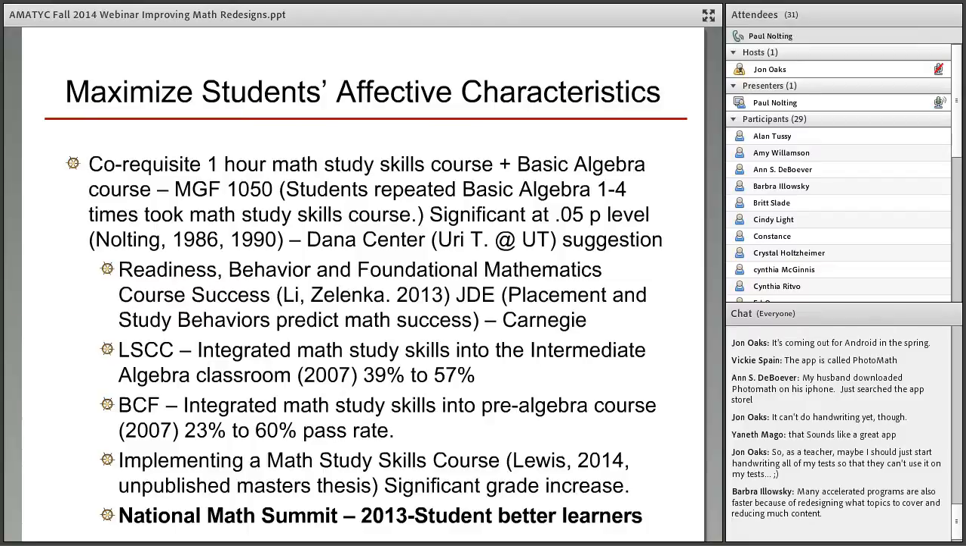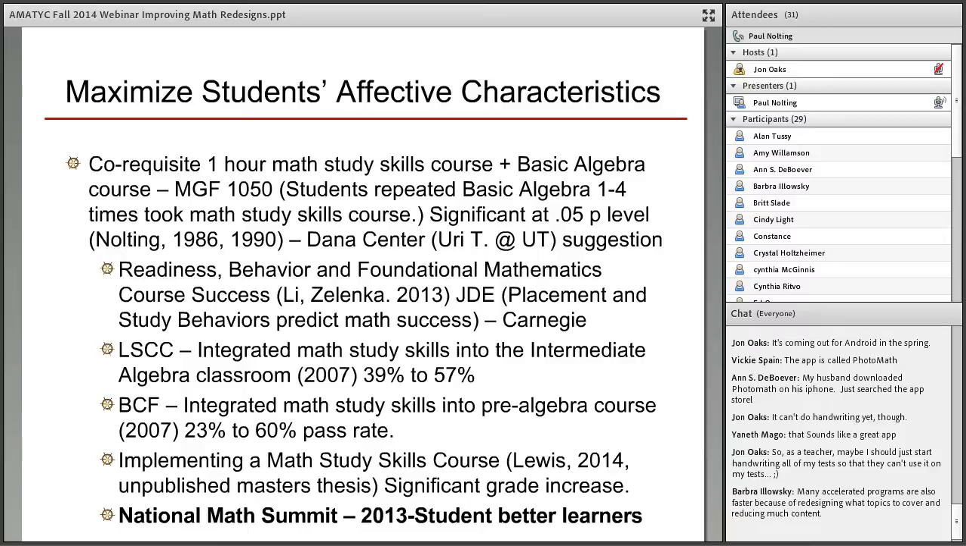At this college, we entered math study skills in intermediate algebra and went from a 39% to a 57% pass rate in one semester. This one here was using a modular system, and we went from a 23% pass rate to 6%, actually, using instructional design techniques like I was describing in the classroom, and also study skills. And this is a recent master's thesis.